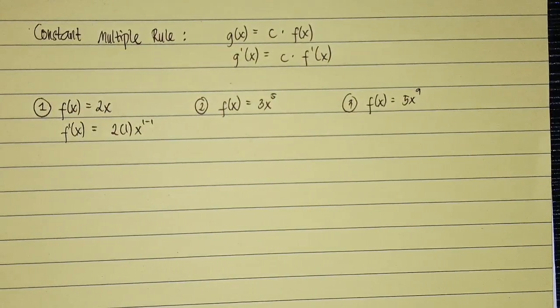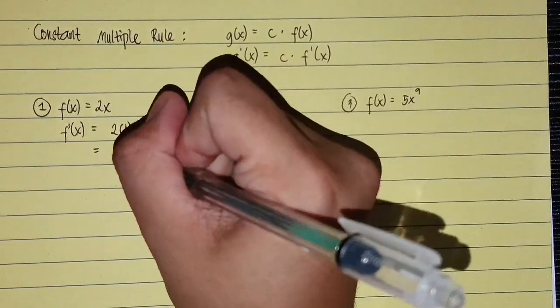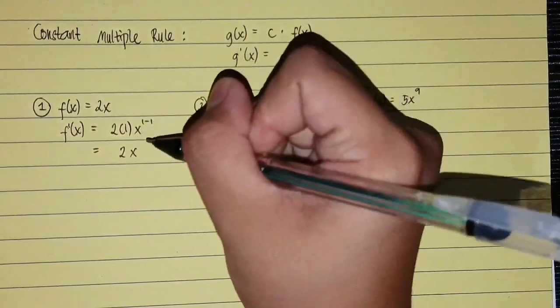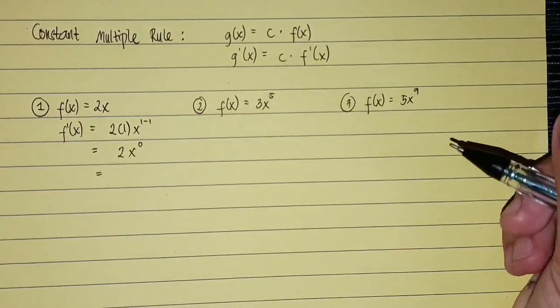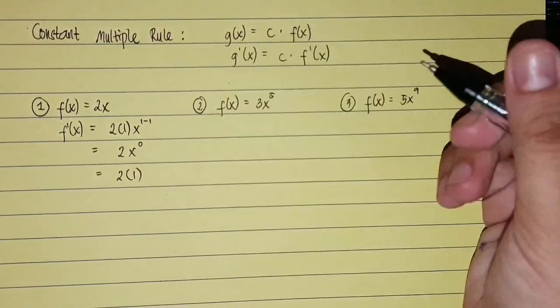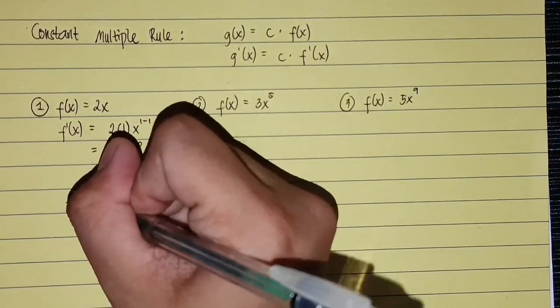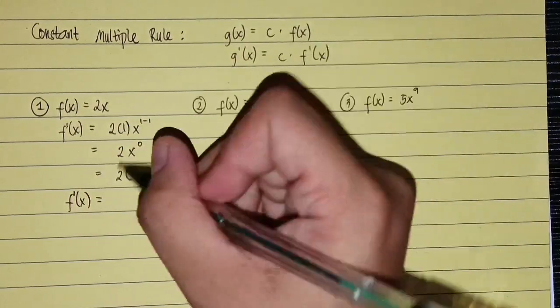Now let's simplify. This will give us 2 times 1 equals 2. And x to the power of 1 minus 1, or 0, is 1. So 2 times 1 is equal to 2. Therefore, the derivative of the function 2x is equal to 2.